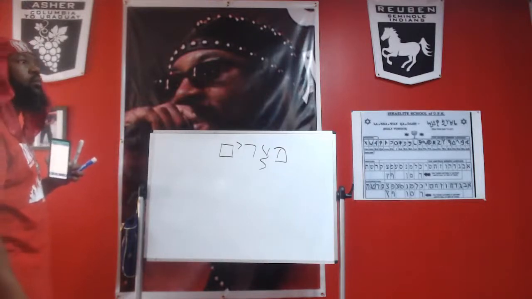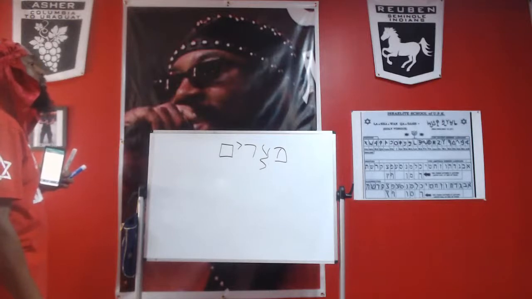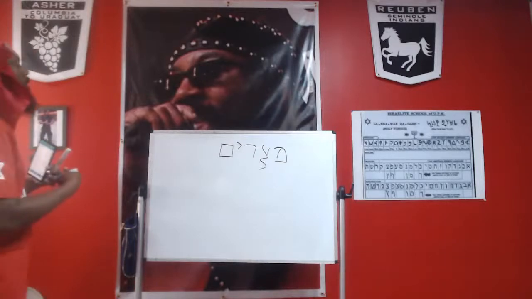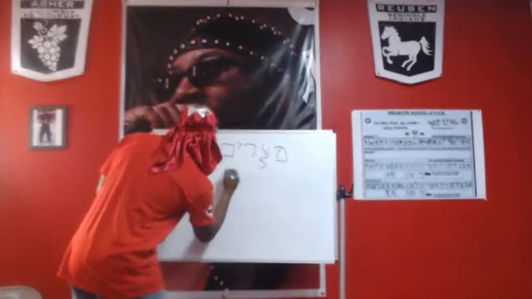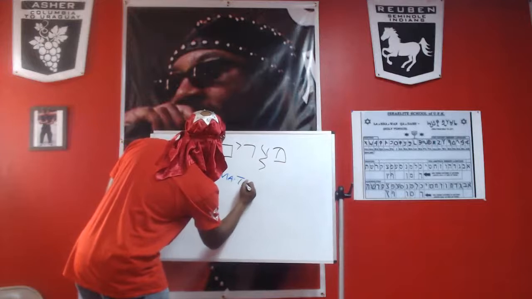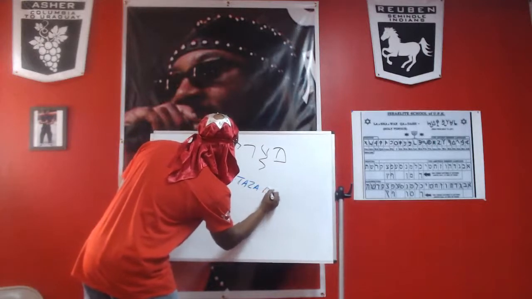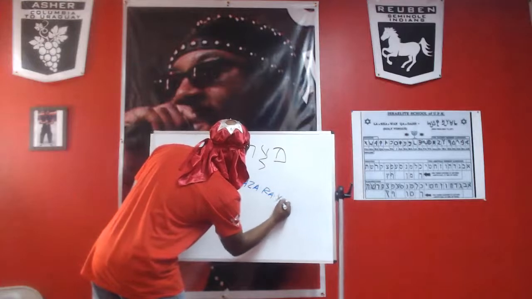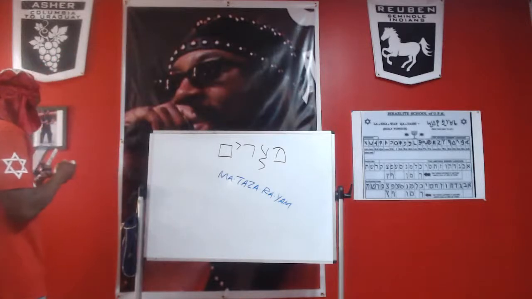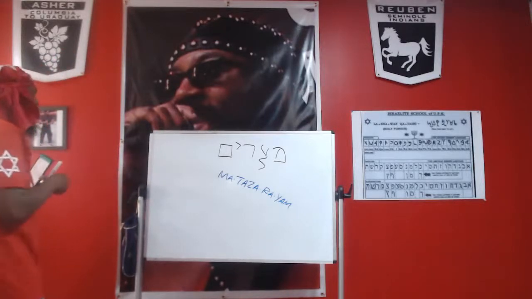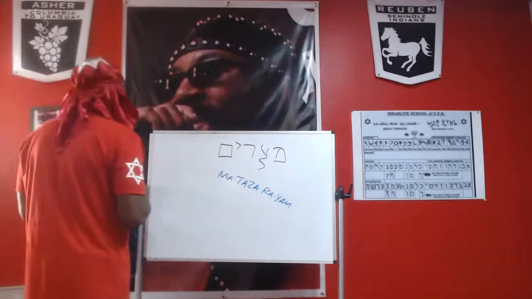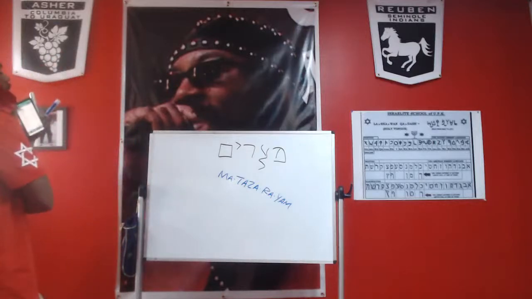Pronounce this for me. Very good, very good, yes. Ma... Taza... Ryan. Very good. And again, we will see a lot of this in the text, especially in Exodus, Leviticus, and throughout Numbers. Okay? So now, can anybody tell me what Montazarion means?